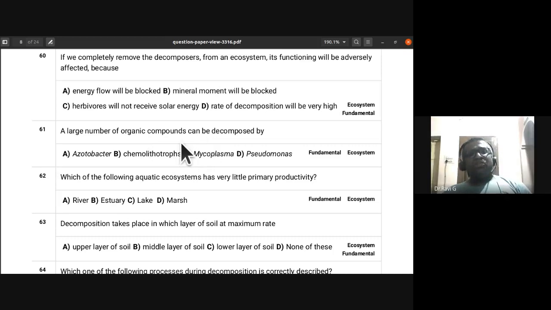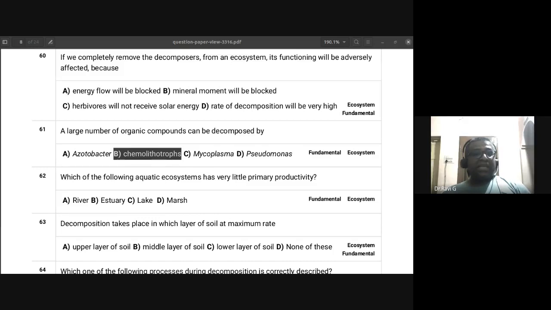A large number of organic compounds can be decomposed by azotobacter, chemolithotrophs, mycoplasma, pseudomonas. The right answer is chemolithotrophs. So 61st, a large number of organic compounds can be decomposed by chemolithotrophs. B is the answer.